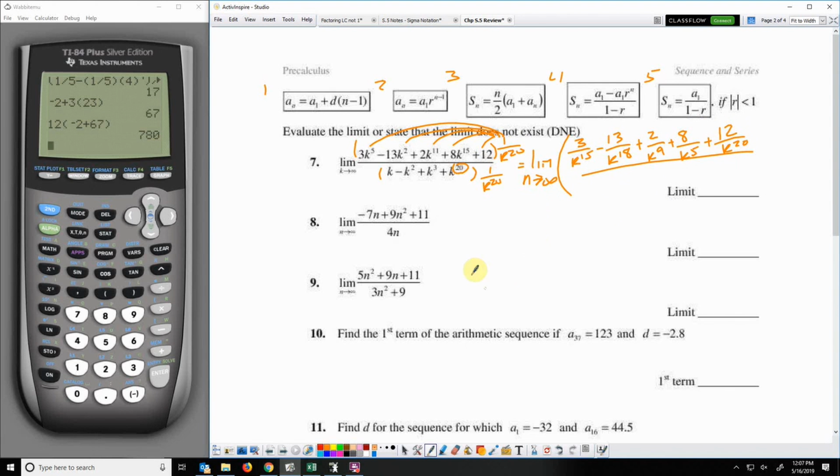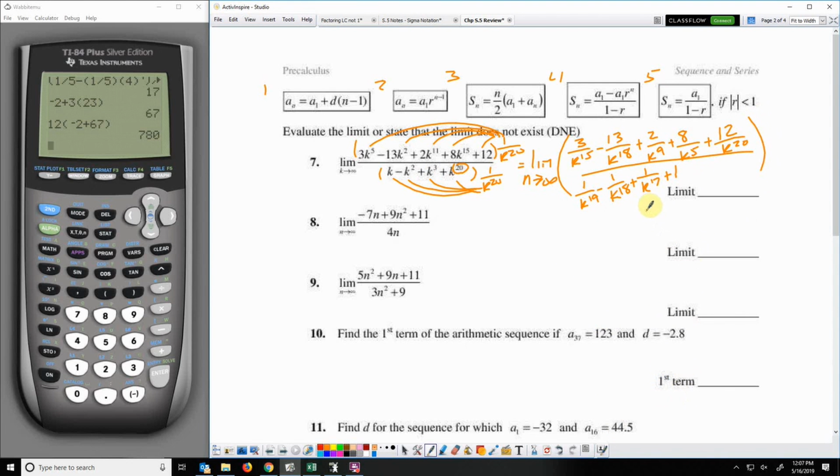All over k over k to the 20th, 1 over k to the 19th, minus k squared over k to the 20th, 1 over k to the 18th, plus k to the 3rd over k to the 20th, plus 1 over k to the 17th, plus k to the 20th over k to the 20th, plus 1.